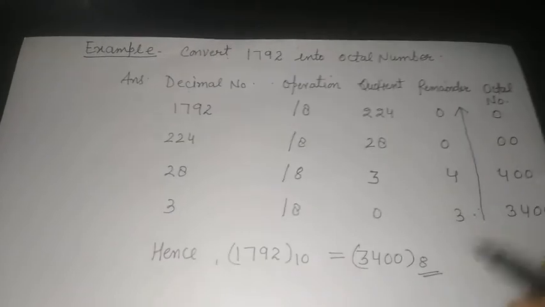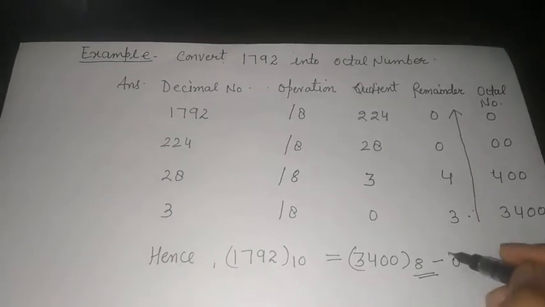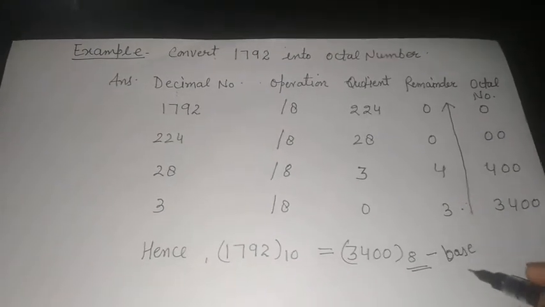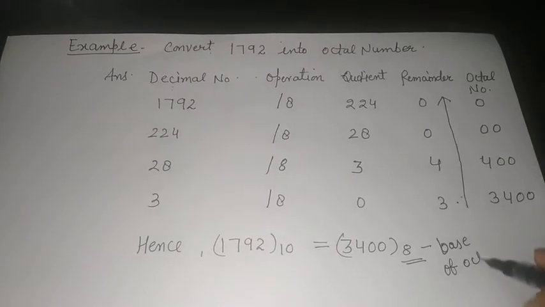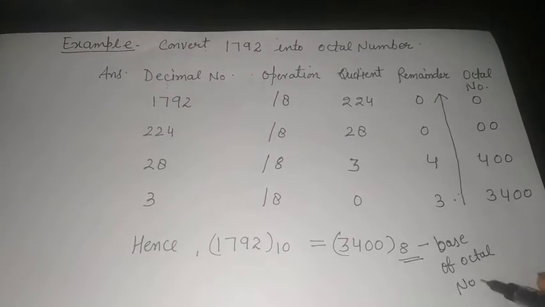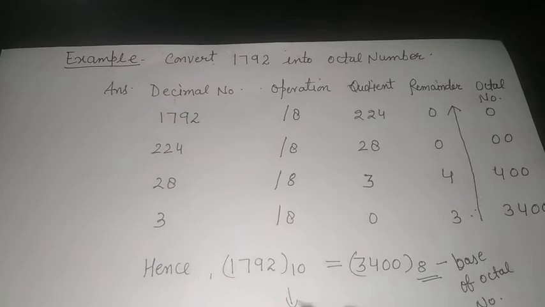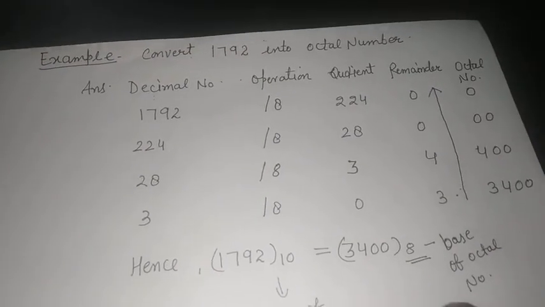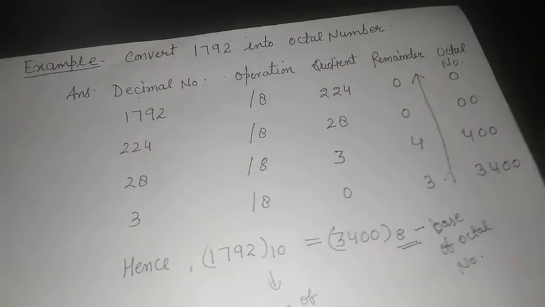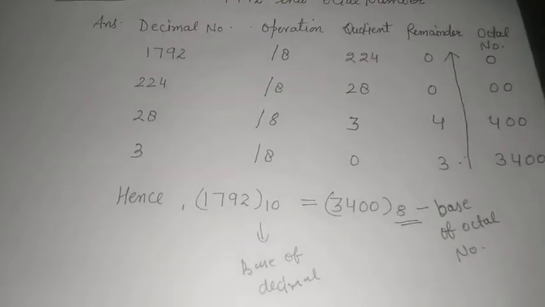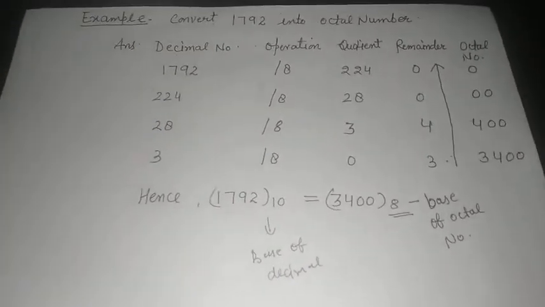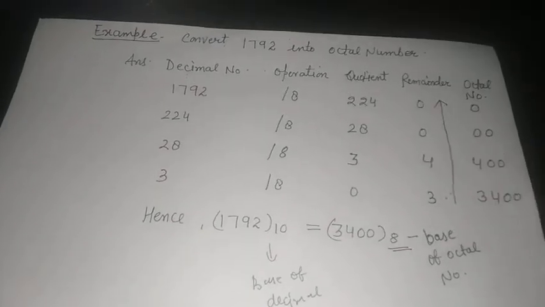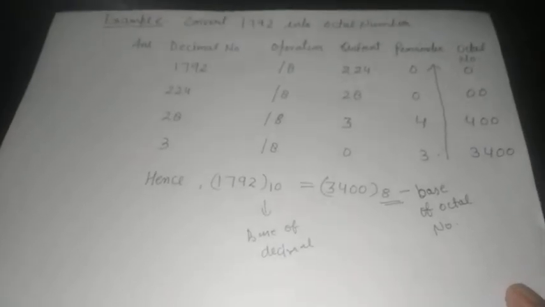We use 8 because it denotes the base of an octal number, and 10 shows the base of a decimal number. So by using these steps we can convert any decimal number into an octal number.